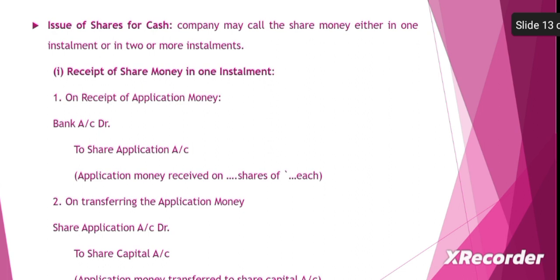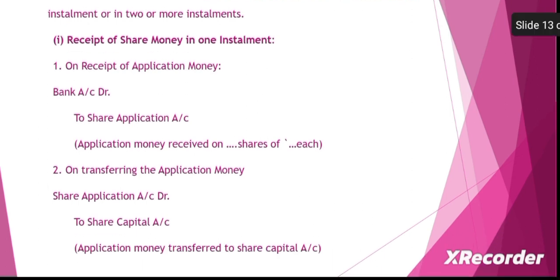Receipt of share money in one installment means first we write the entries for receipt of application money: bank account debit to share application account. Then we transfer the application money into share capital account. We write the entries like share application account debit to share capital account.